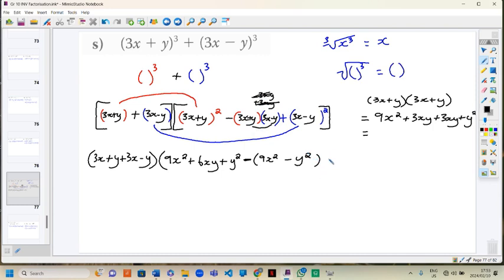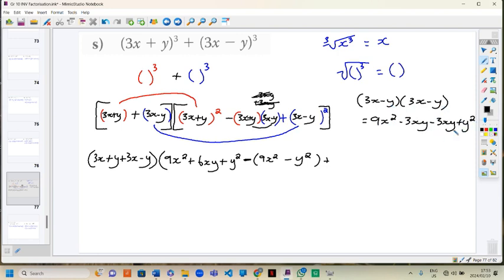Then we've got a plus, and this bracket squared. Let's deal with that on the side here. We've got 3x minus y times 3x minus y. 3x times 3x is 9x squared. 3x times negative y, negative 3xy. Negative y times 3x is negative 3xy. And negative y times negative y, positive y squared.